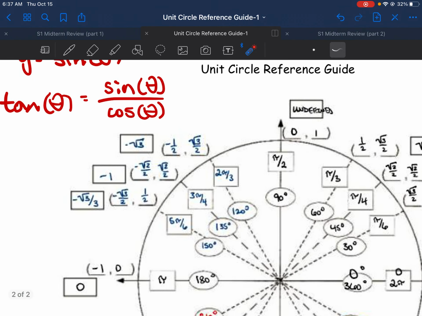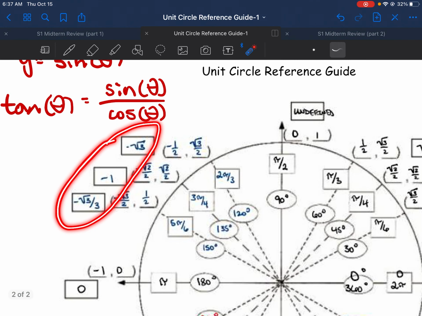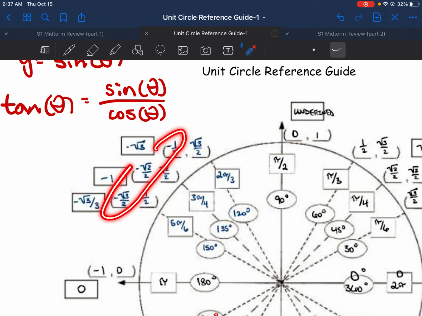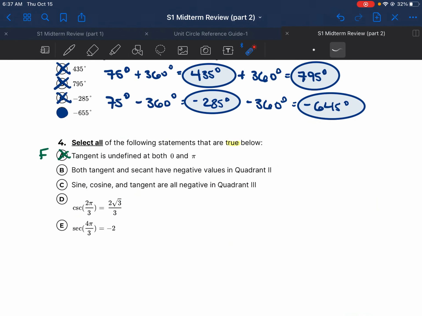Well, let's look at our tangent values first. Again, these ones in the rectangles are our tangent values. I can see that they're negative. And then we're also asked about the secant values. Well, what we know about secant is that secant is the reciprocal of cosine, and reciprocals don't change the sign of a value. So if the cosine values are negative, then the secant values will also be negative. So since these cosine values in quadrant 2 are negative, so too will be the secant values. So this is going to be true. We'll go ahead and select this answer.